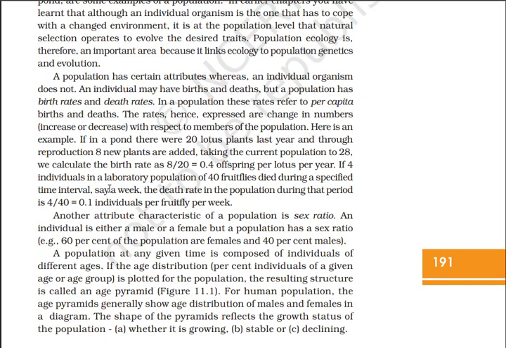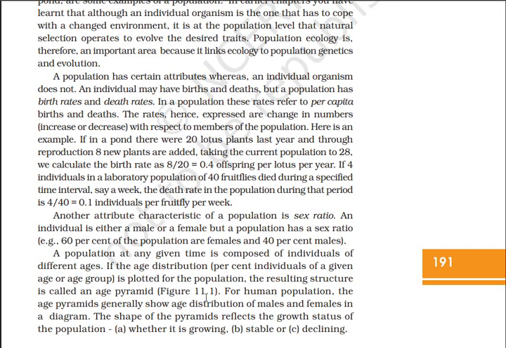Another attribute characteristic of a population is sex ratio. An individual is either a male or a female, but a population has a sex ratio. For example, 60% of the population are females and 40% are males. A population at any given time is composed of individuals of different ages. If the age distribution, percent individuals of a given age or age group, is plotted for the population, the resulting structure is called an age pyramid.